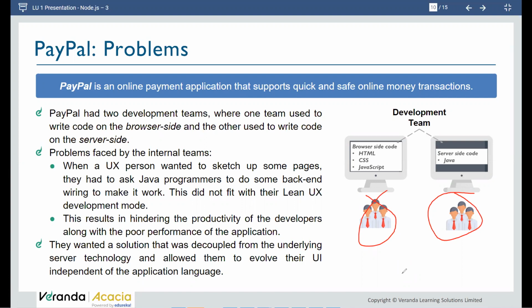For example, Harish wants to save the data. If Harish wants to save the data, whom does he have to connect to? Srinivas has to give the API, and then only you can save. Otherwise, you can't. So this results in hindering the productivity of the developers along with poor performance, because you are waiting for the Java guy since you don't know Java, right? He has to complete that task.